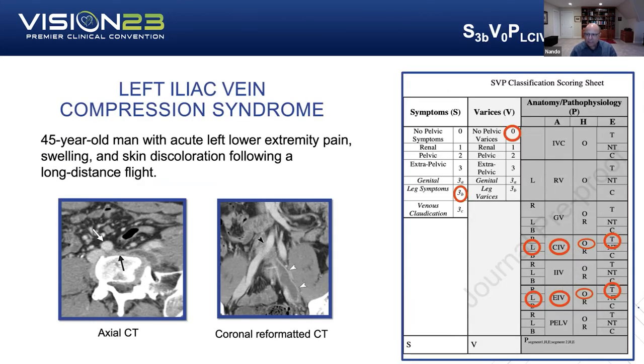Again, the scoring sheet has been filled out. And if we read the SVP classification as the symptoms involving the leg, there are no varicosities. There is left common iliac vein obstruction, thrombotic in nature, and there's also left external iliac vein obstruction, thrombotic in nature.